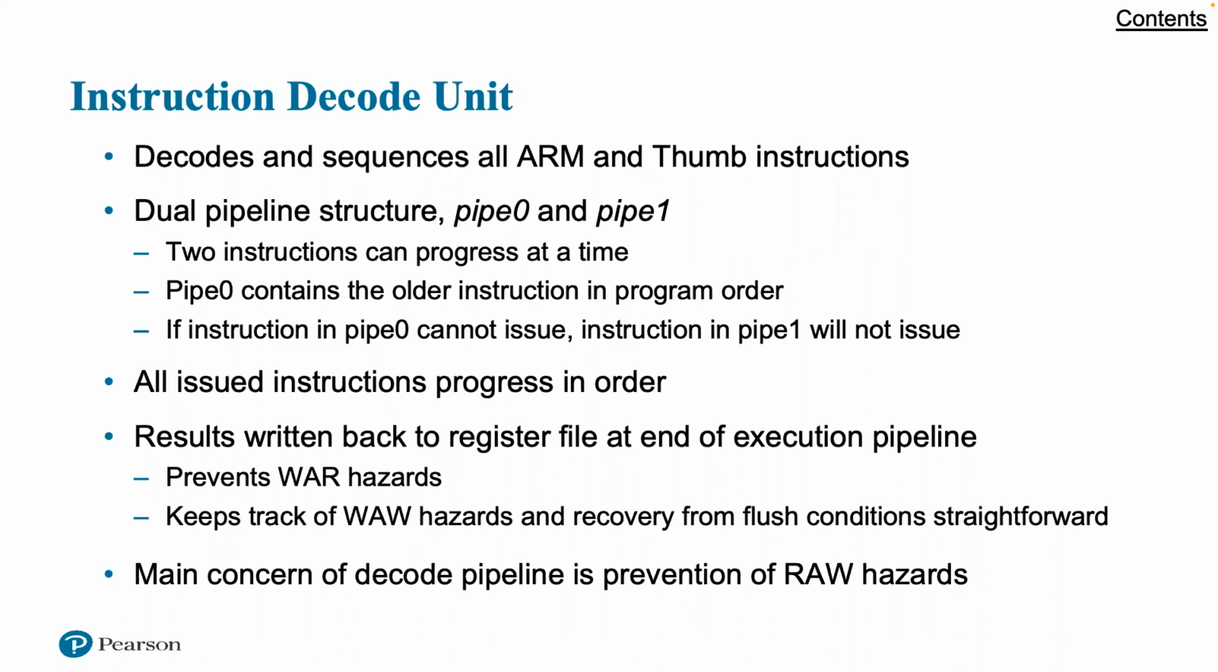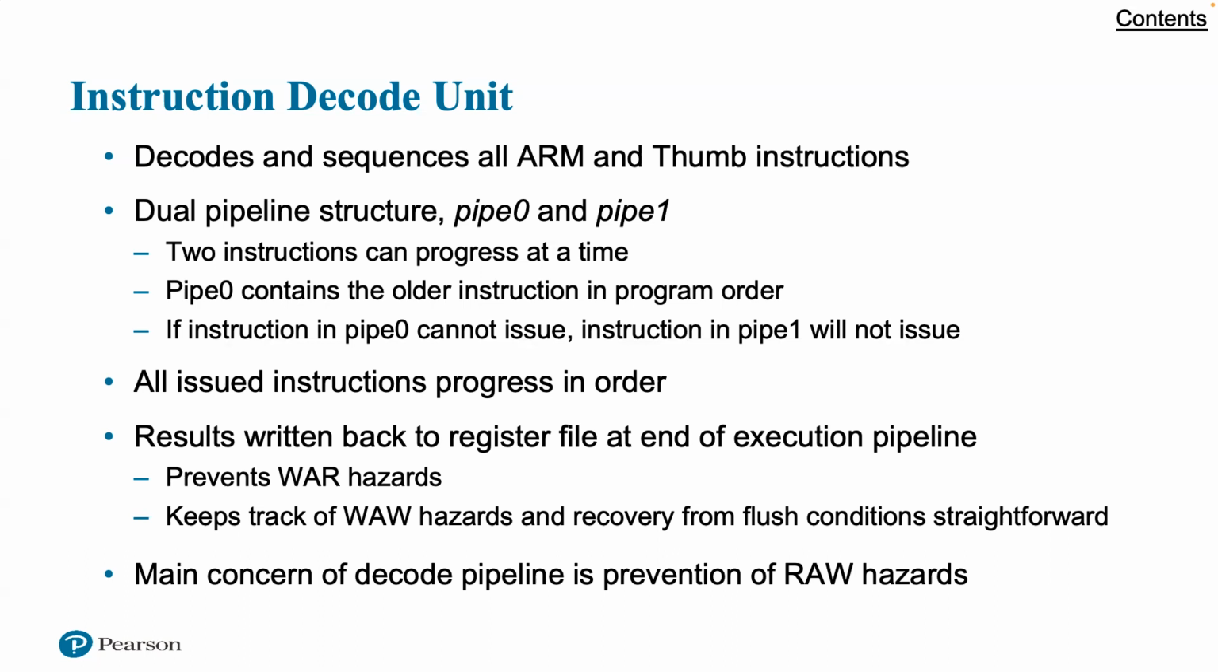It has a dual pipeline structure called pipe 0 and pipe 1 so that 2 instructions can process through the unit at a time. When 2 instructions are issued from the instruction decode pipeline, pipe 0 will always contain the older instruction in program order. This means that if the instruction in pipe 0 cannot issue, then the instruction in pipe 1 will not issue.